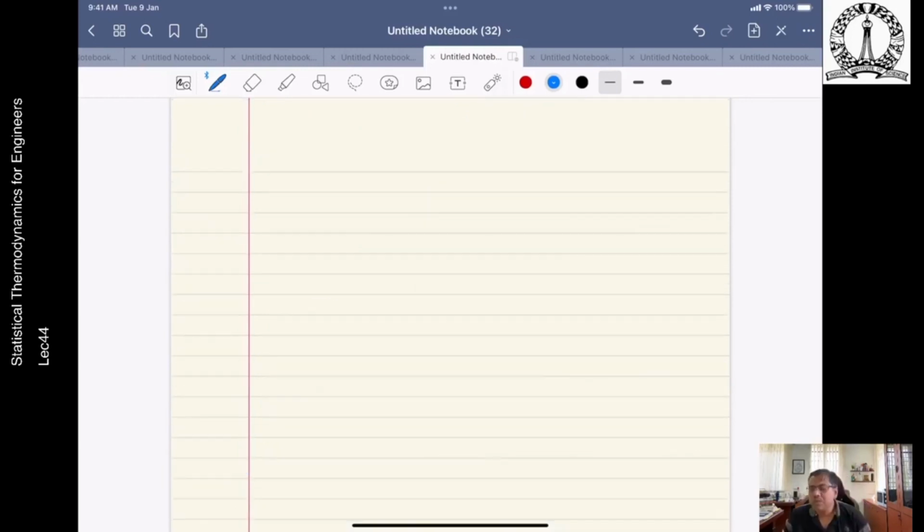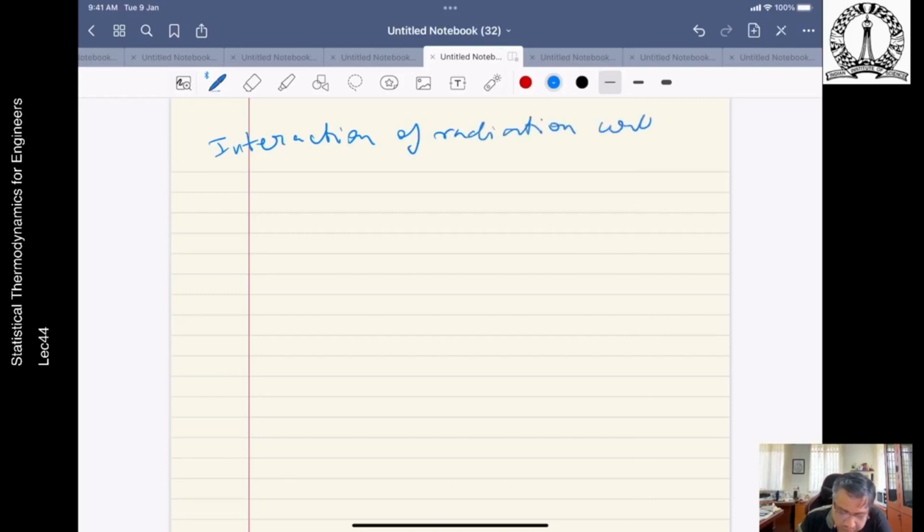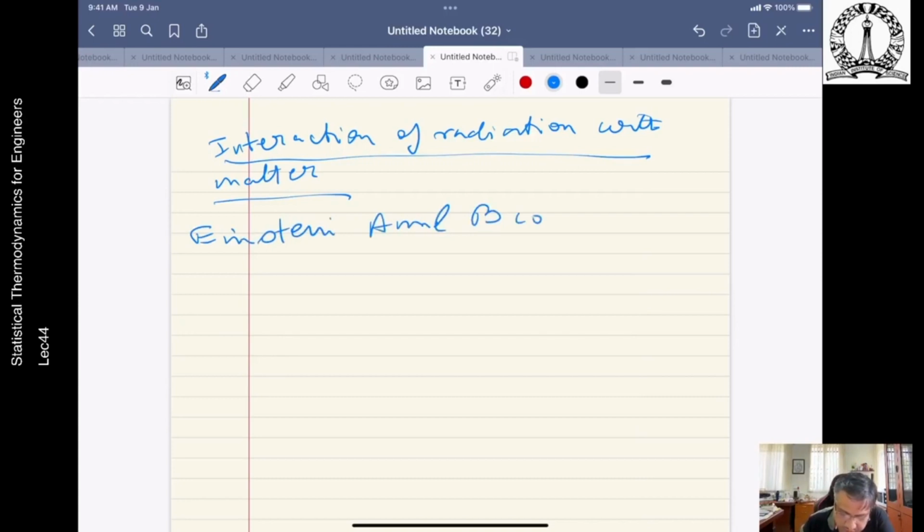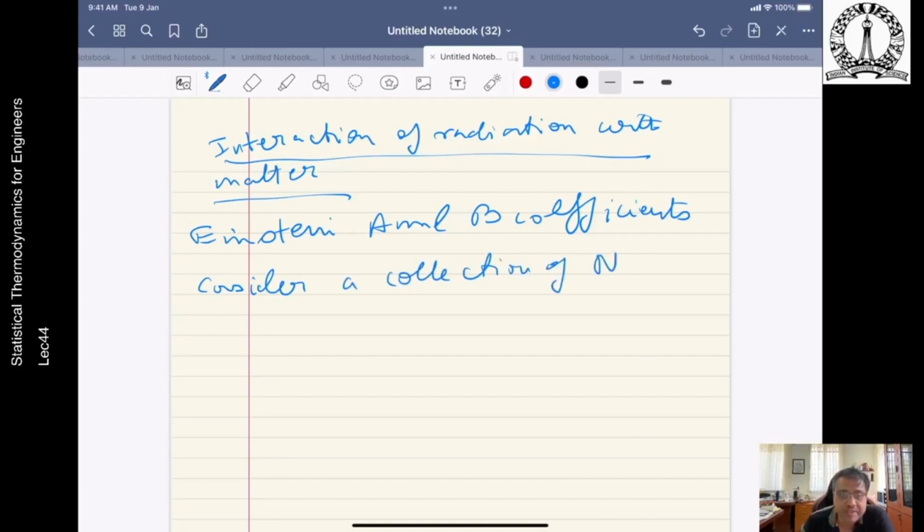can be performed. Okay, so let's look now at the problem of the interaction of radiation with matter. Here we first bring in the concept of Einstein A and B coefficients. We'll see what these mean in a second. So the first consideration is to consider the collection of systems in two-level systems.